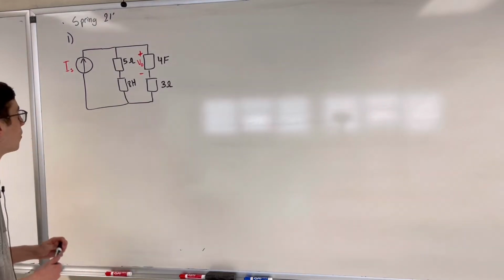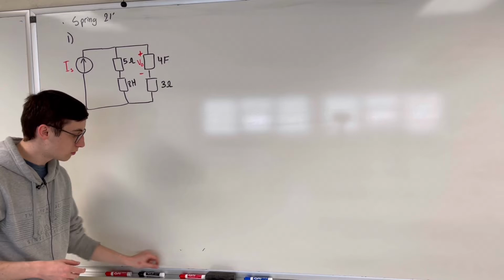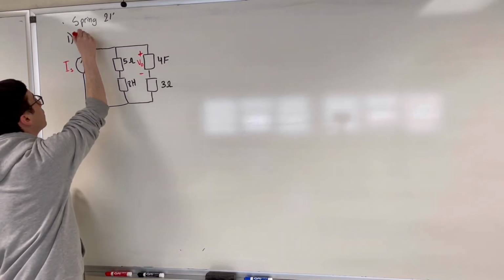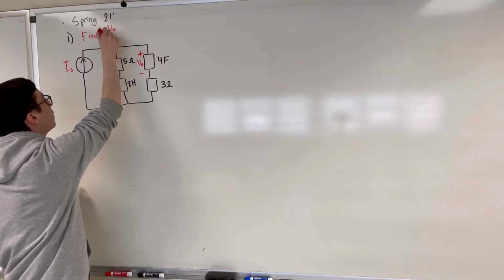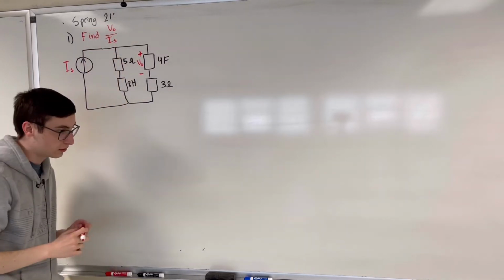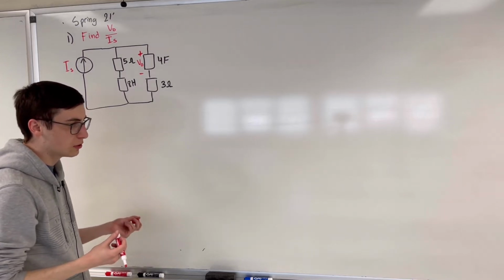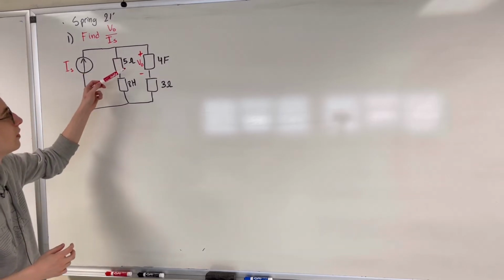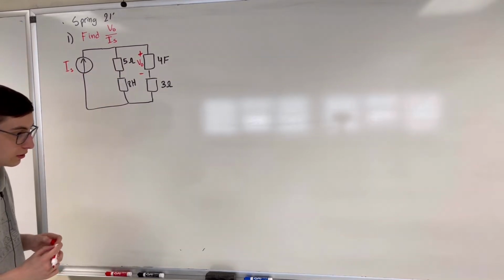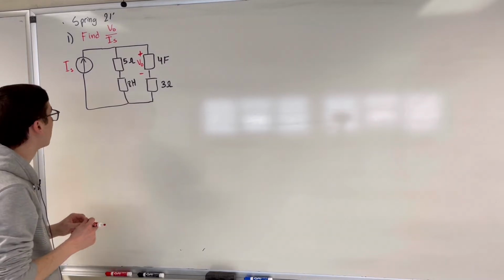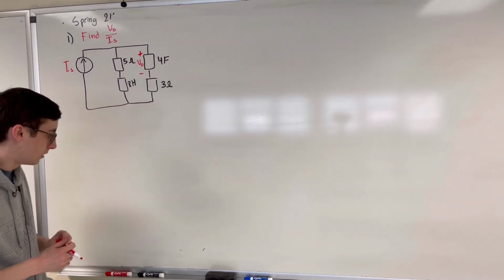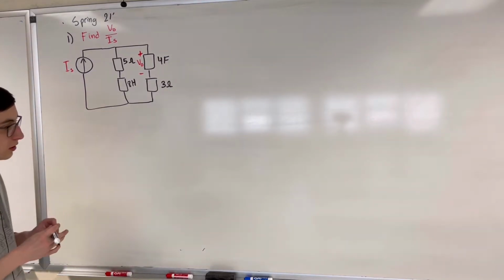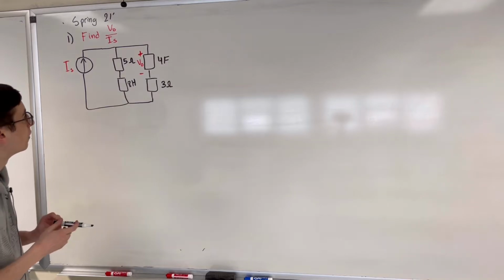So what we want to do is find the ratio between VO and IS. We want to find VO over IS. There's a couple different ways you can do this. What I chose to do is do current division and then Ohm's law on that to find the VO over IS.